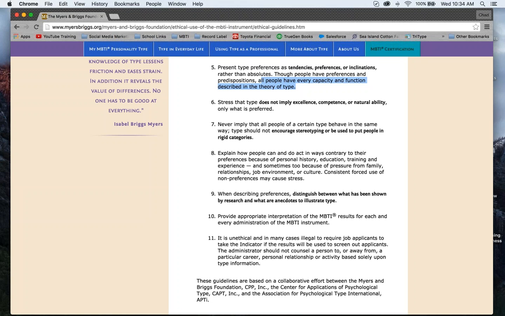So number 8 is explain how people can and do act in ways contrary to their preferences because of personal history, education, training, and experience, and sometimes too because of pressure from family, relationships, job environment, or culture. Consistent forced use of non-preferences may cause stress. So this is the biggest one that I want to address here. Then I'm going to close this out because I want to get into something else anyway. So this is the biggest one that I want to stress. People will act contrary to their types that are not preferenced in society.